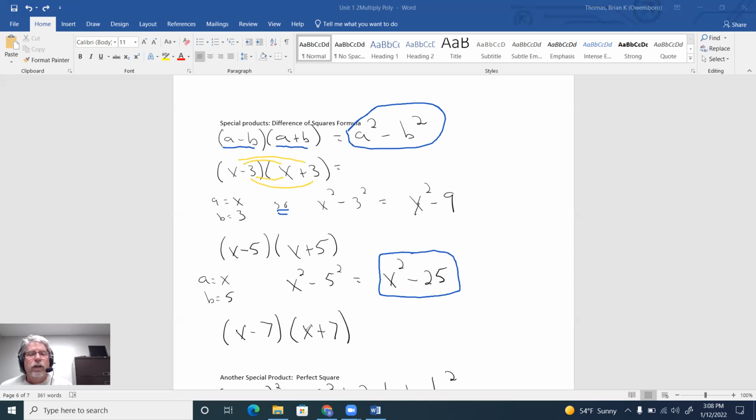So I look at this x minus 7 times x plus 7. Notice how it meets that pattern. So all I got to do is square the x, square the 7. 7 squared is 49, and make it a subtraction problem. x squared minus 49, and you don't have to use FOIL or anything. So see what you think about that.